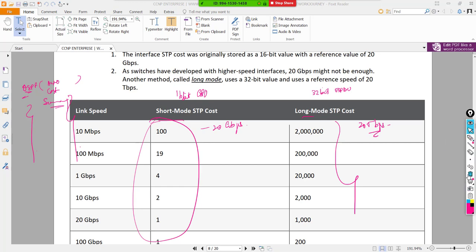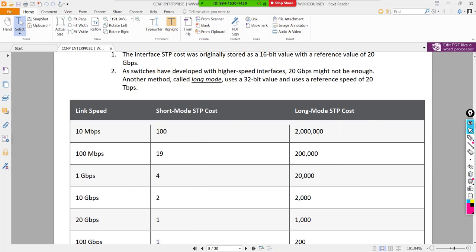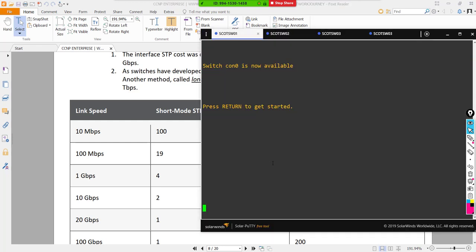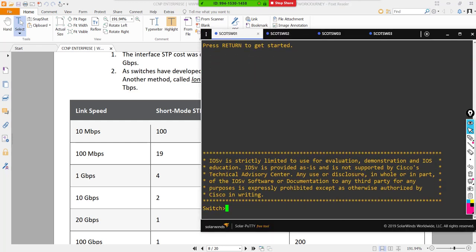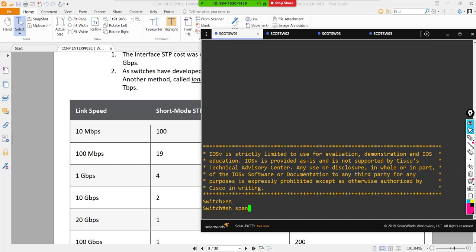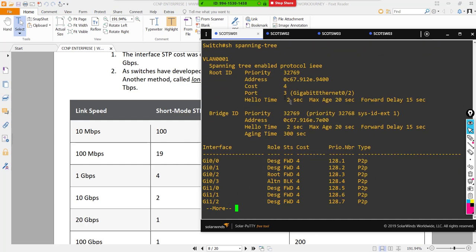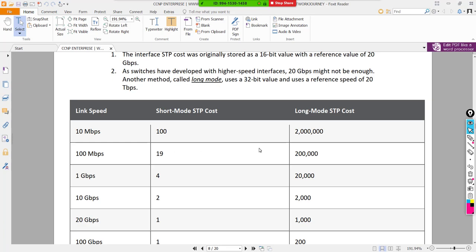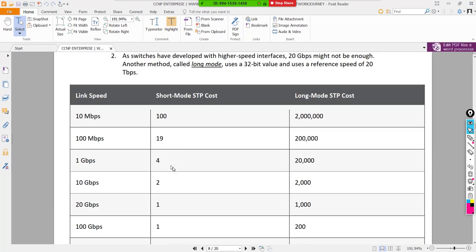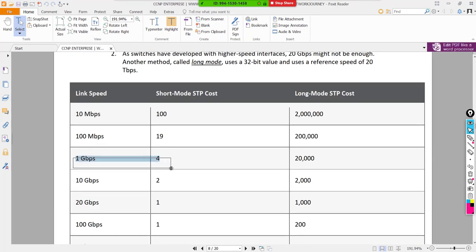Okay, and yes, if you see this cost in show spanning tree, or if you see these costs mentioned here or here, that doesn't directly refer to this interface. Okay, so STP cost 4 means the link speed is 1 gigabit per second. So is it true? Let's validate that.